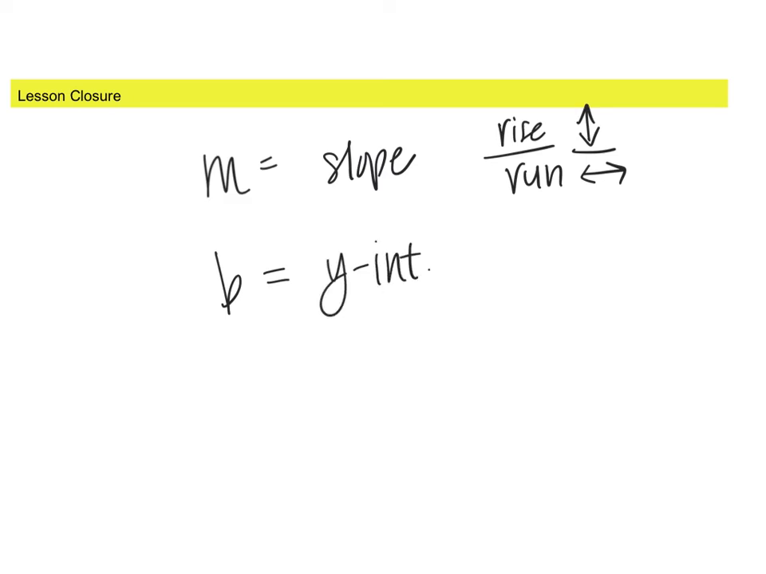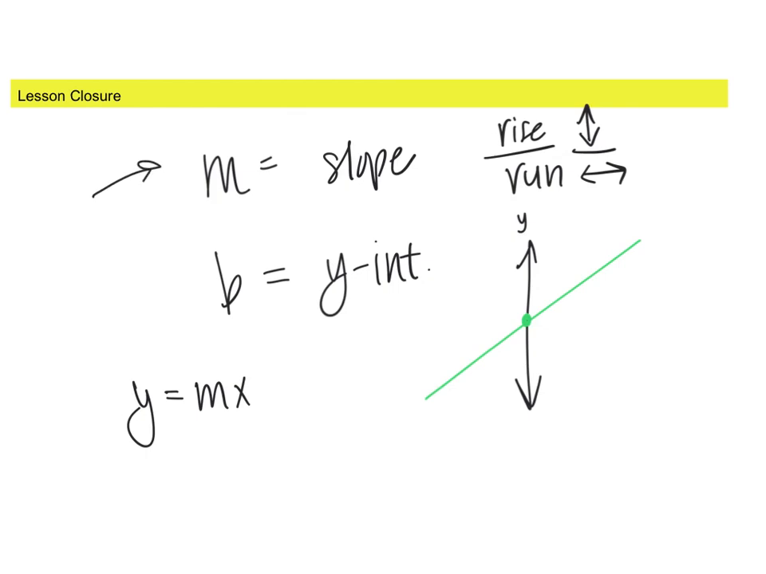I'm just going to put y-int for short, which is wherever your line crosses this y-axis. So wherever that hits, that would be your y-intercept. When you have those two things, you can always write your equation in slope-intercept form, and we call it slope-intercept form because it tells us our slope and it tells us our intercept. So when you have the m, you can fill it in, and when you have the b, you can fill it in and create your equation, and that's what we have done today.